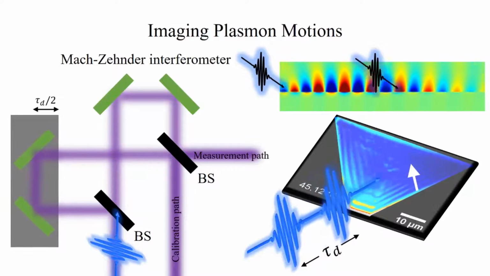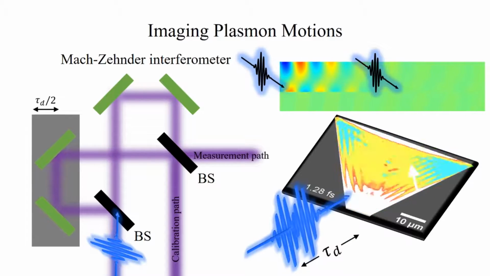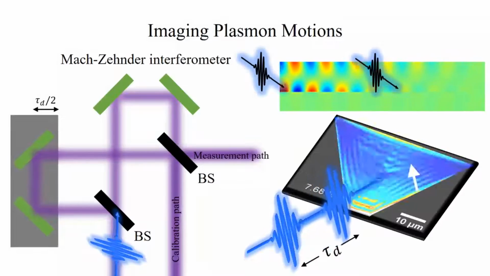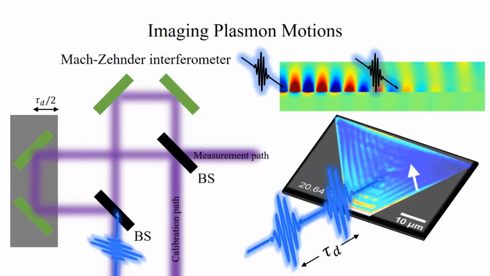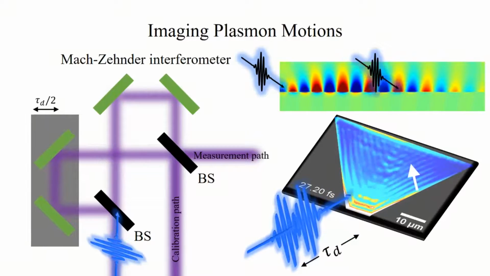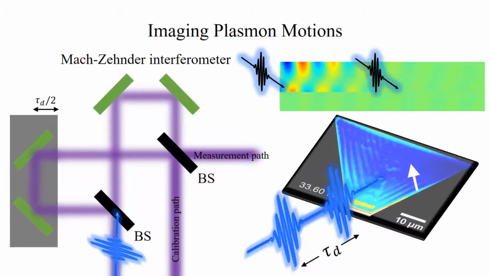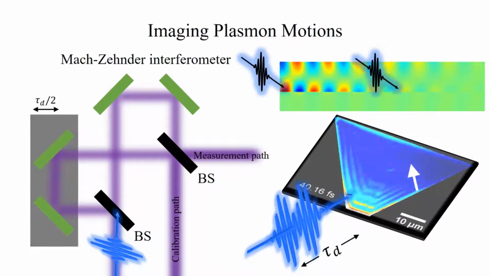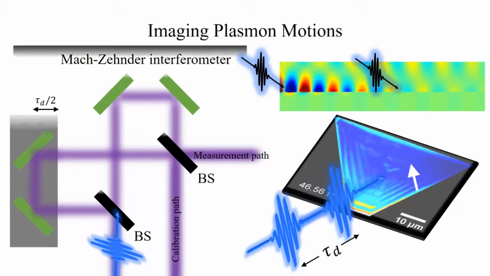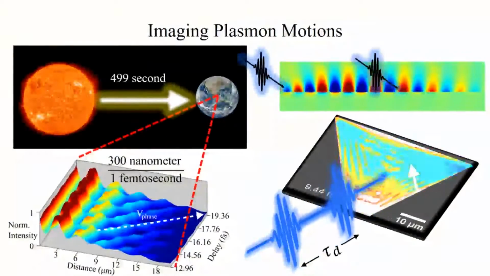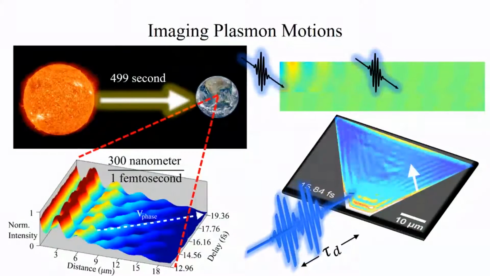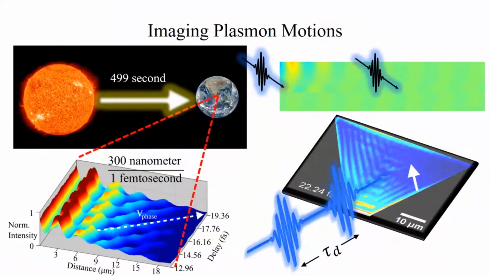By stacking the PEEM images acquired sequentially as we advance the pump-probe delay, we generate a movie of light propagating as surface plasmon polaritons on the silver-vacuum interface. Indeed, our movies show the fastest phenomena ever imaged. It takes light 499 seconds to travel from the Sun to the Earth, but in our microscope, we can capture it as it propagates by 300 nanometers in each femtosecond.